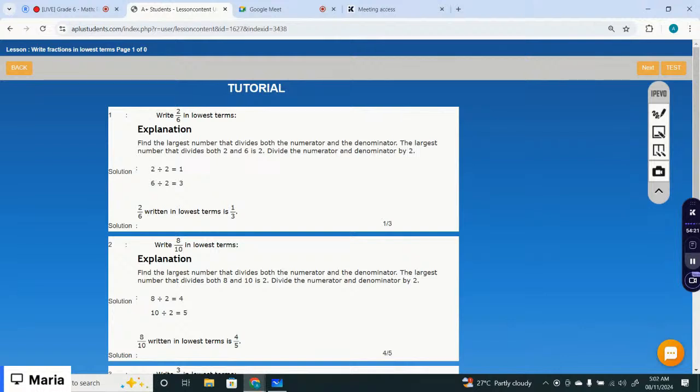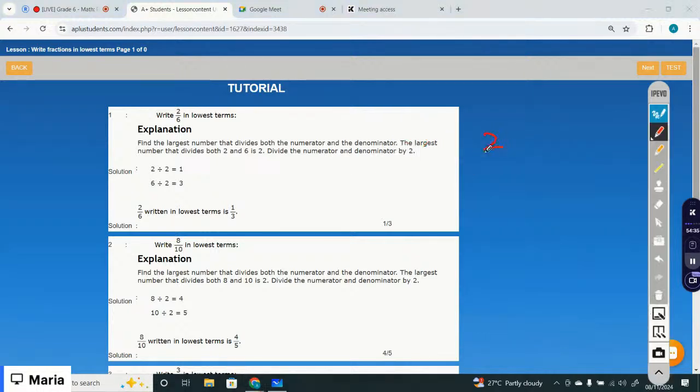So how do you write the fraction in lowest terms? You have to look for the largest number that can divide both numerator and denominator, right? So here you have 2 over 6. The largest number that can divide both 2 and 6 is 2. So divide them by 2. 2 divided by 2 is 1 and 6 divided by 2 is 3. So that means 2 by 6 written in the lowest terms is 1 over 3, right? So whenever you have to write down the fraction in the lowest terms, you have to find the greatest number that can divide both numerator and denominator.